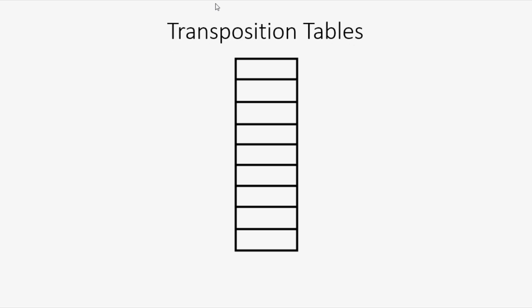So what we need to do is take all our positions and somehow store them in the computer's memory in a way that we can search and check if we'd already seen that position very, very quickly. So what we do is we create this thing called a transposition table, which is really a one-dimensional array with a few fancy features.